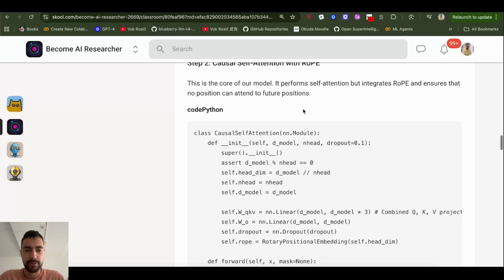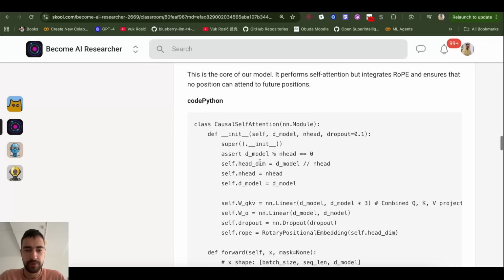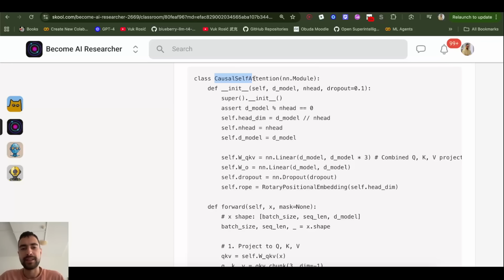Then let's look at some code implementing causal self-attention with RoPE. We have a class, CausalSelfAttention, and that inherits from nn.Module. We need to make sure that the token embedding is divisible by the number of heads, because every head should have an equal number of dimensions. And then head dimension will be just dividing the token dimension by the number of heads. That's how many numbers or elements each head has.